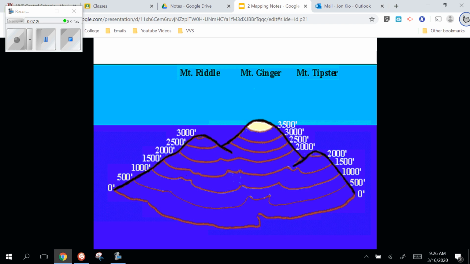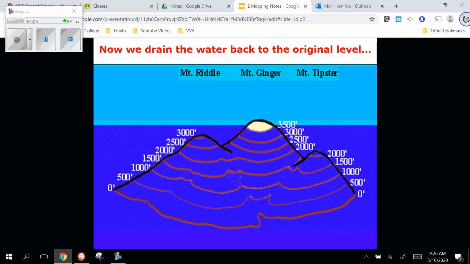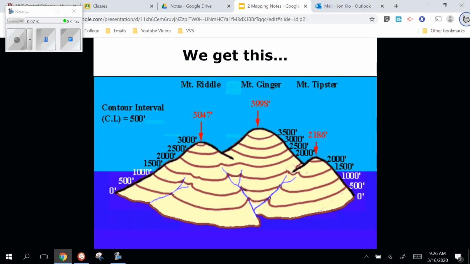Okay. Now, if I do one more, that middle peak will be underwater because it's only at 3,998, and the next line would be at 4,000. So now I pull the plug, drain the water, and I'm back looking with something like this. I've got an island again, and I've got a line drawn around the island at intervals of every 500 feet of elevation.